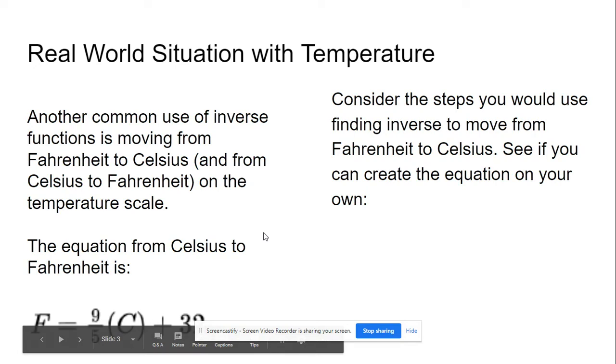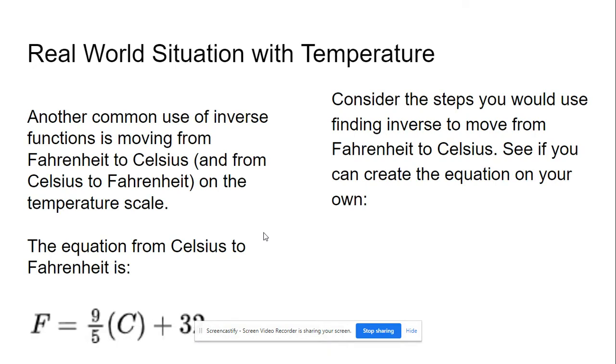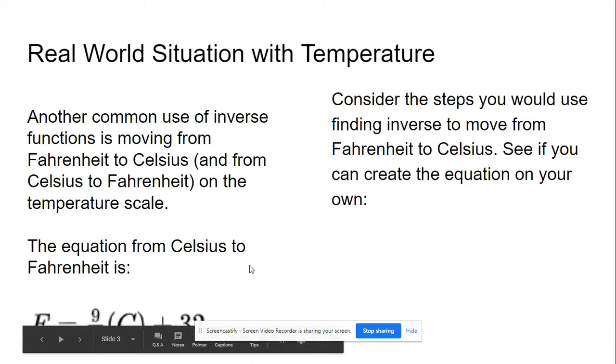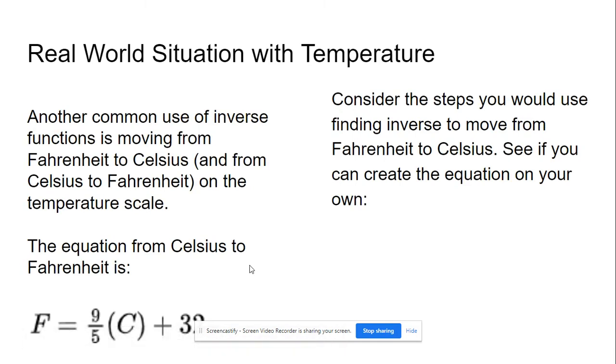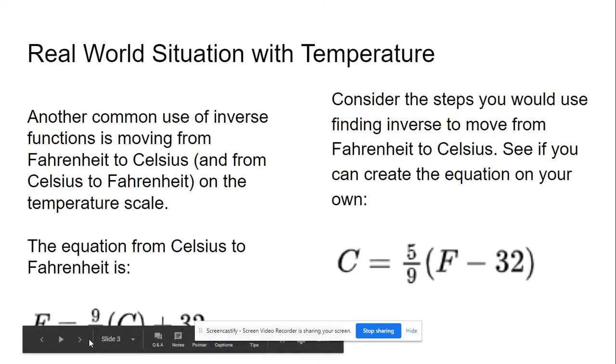Another common real-world situation using inverses is moving from Fahrenheit to Celsius and from Celsius to Fahrenheit on the temperature scale. The equation from Celsius to Fahrenheit is F equals 9/5 C plus 32. Now, consider the steps you would use finding the inverse to move from Fahrenheit to Celsius. See if you can create your own equation. Hopefully, your equation looks something like this: C equals 5/9 (F minus 32).